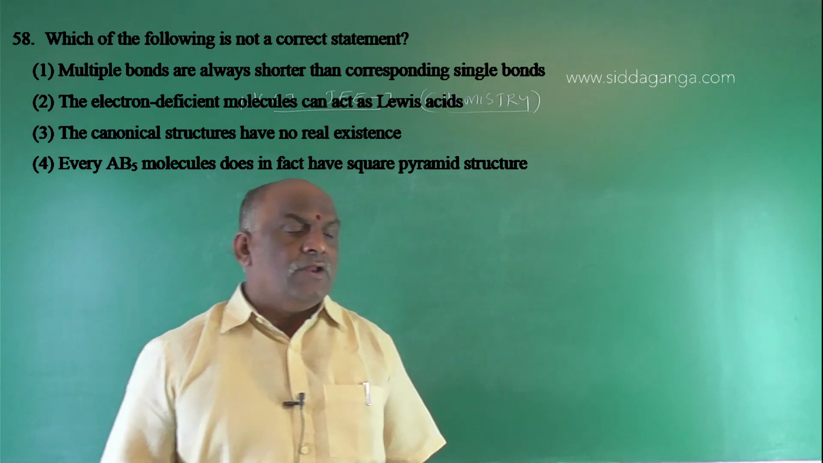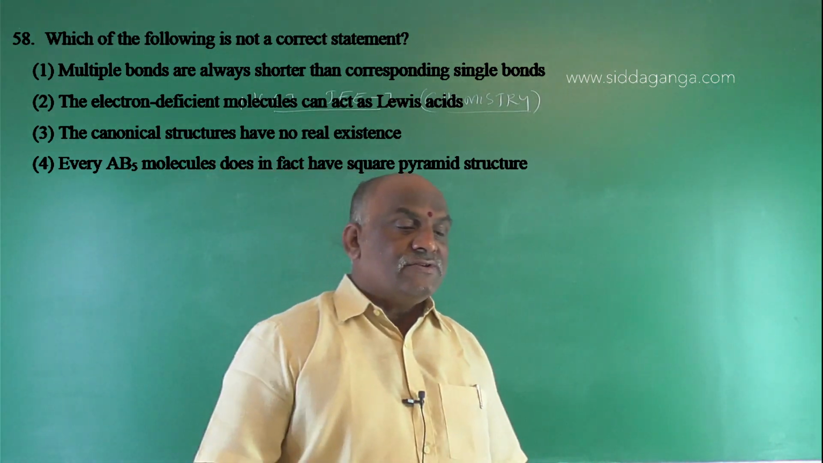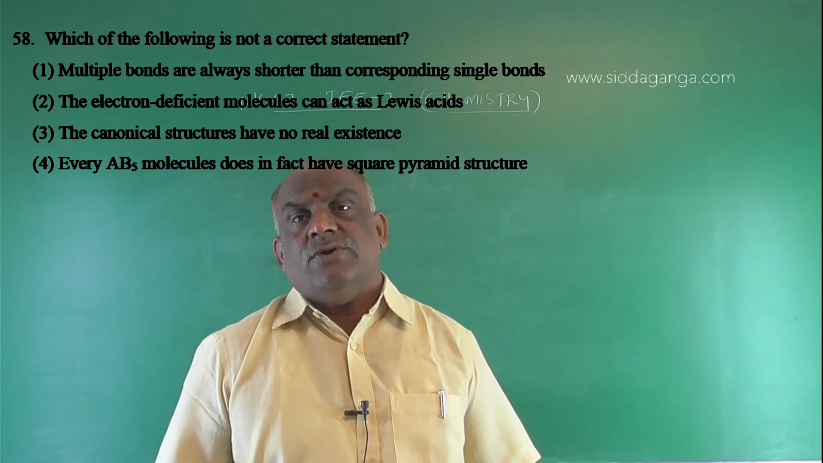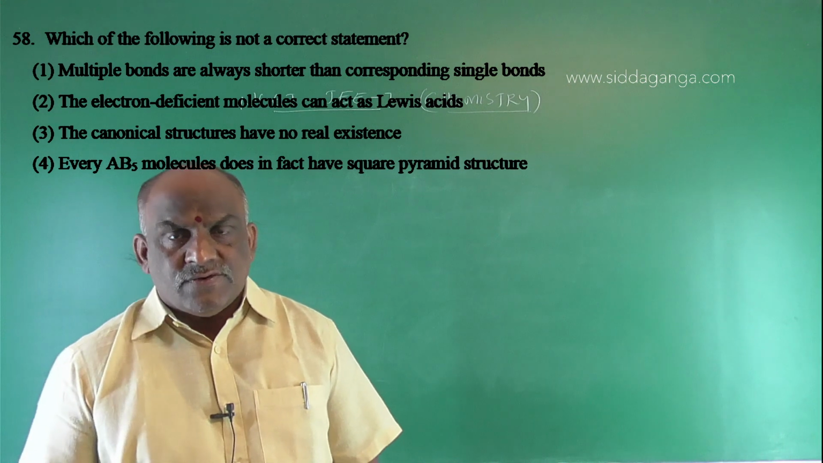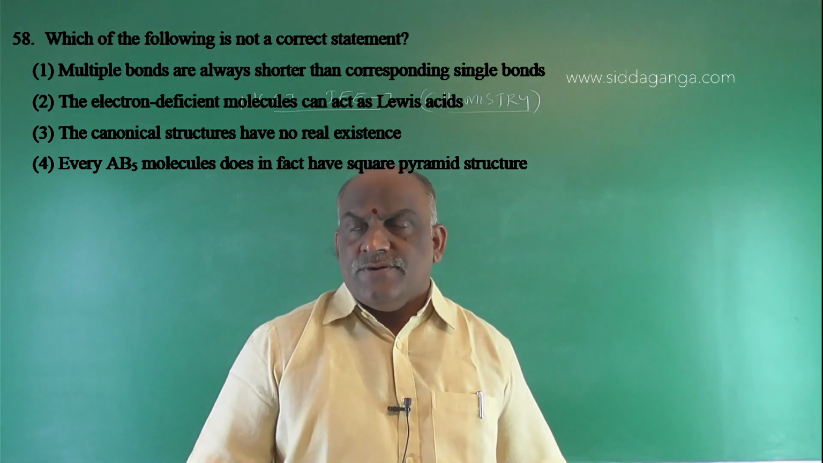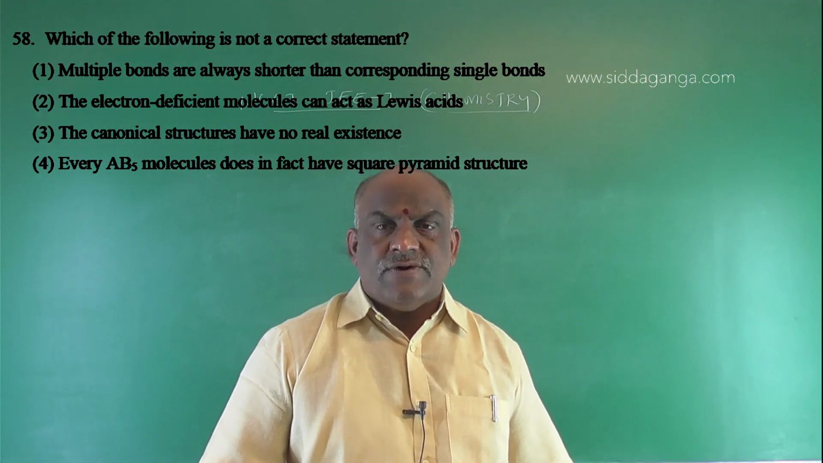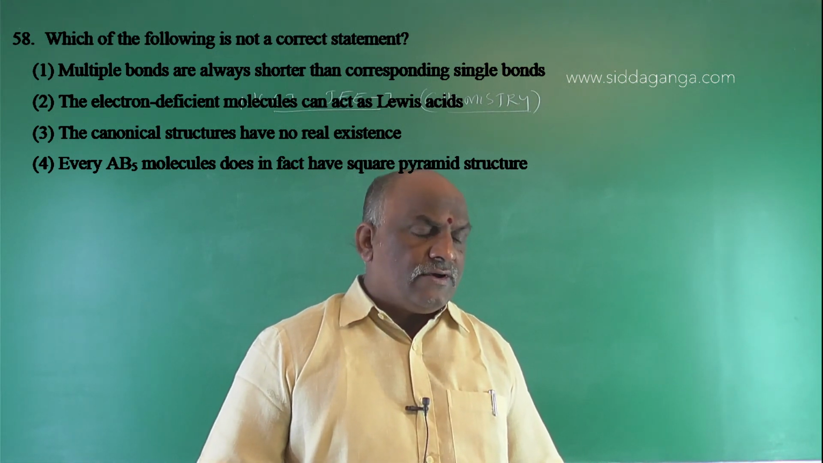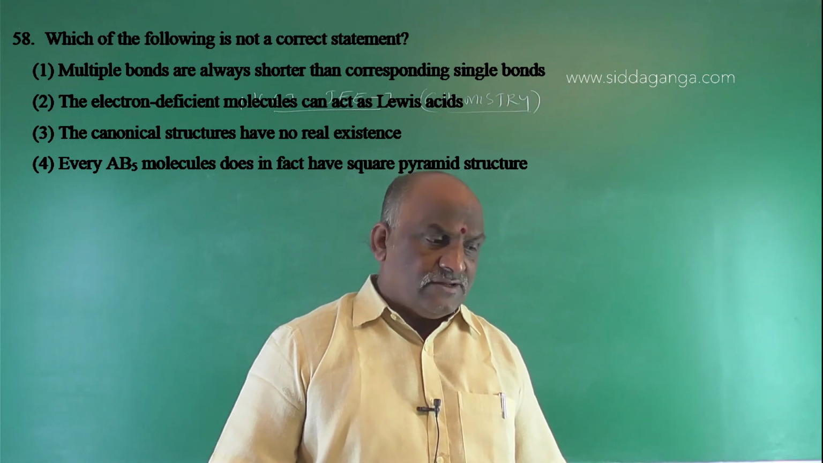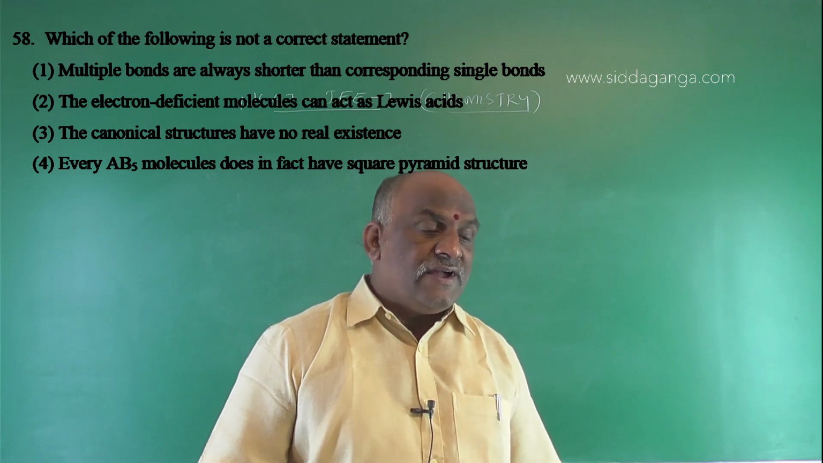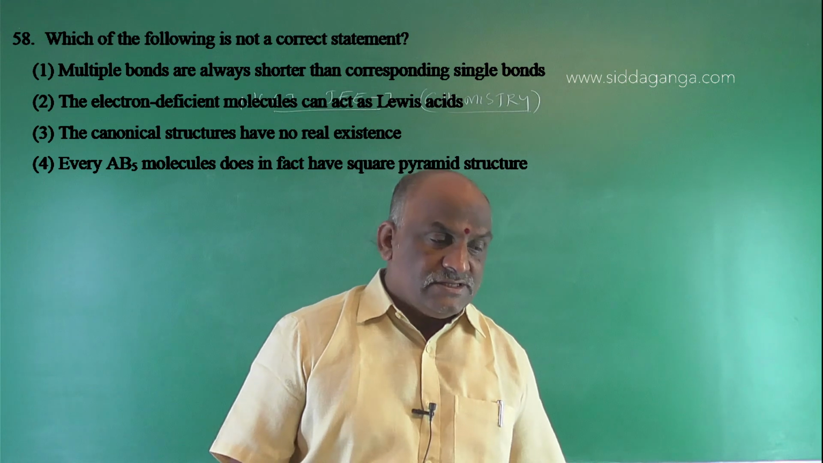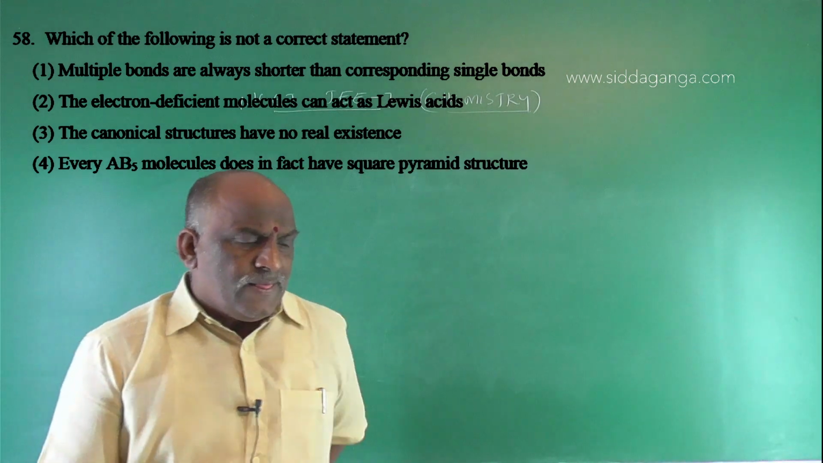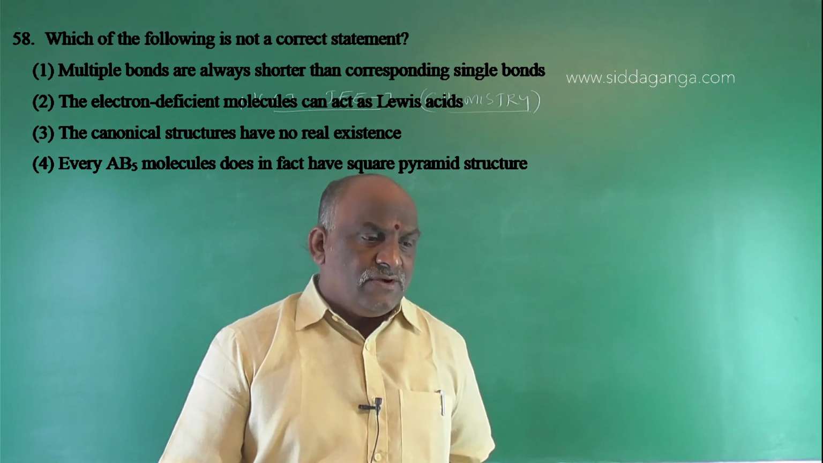Every AB5 molecule does in fact have square pyramidal structure. BrF5, ClF5, such types of interhalogen compounds belong to AB5. Every AB5 molecule does in fact have square pyramid structure. So that is not a correct statement.